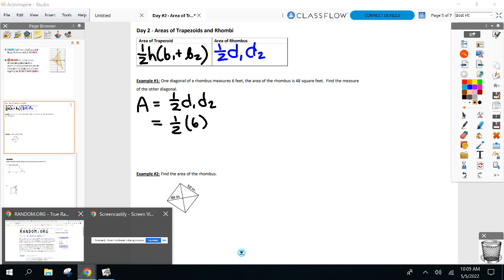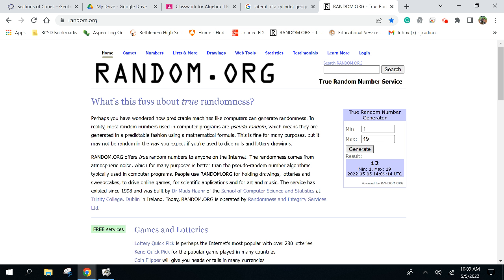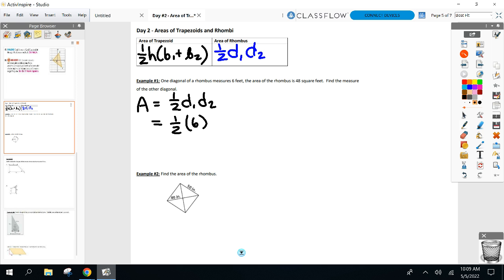What about the 48? Where am I putting that 48 into? Area, so it should be going over here, 48. And we're looking for the other diagonal. You can call it D2, you can call it X, whatever floats your boat. I'm not going to take this for granted. How do you solve for X?